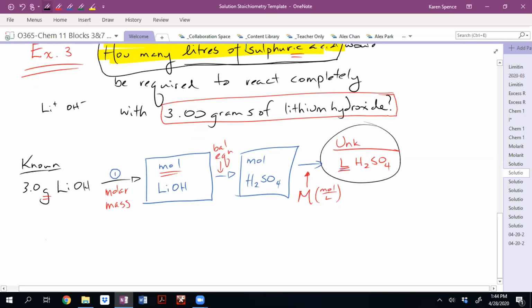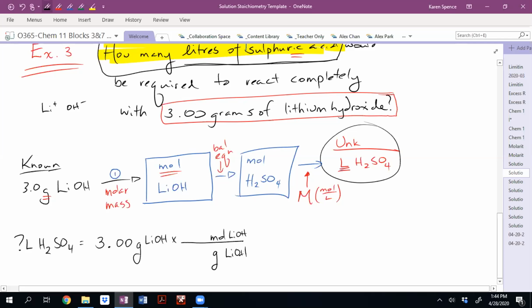We are starting with, we want to find the liters of H2SO4. No, not times. That's what I'm trying to find. Oh dear. Okay. Wake up, brain. Let's go. There we go. Grams of lithium hydroxide. That's better. We're going to use our molar mass to convert from grams into moles.